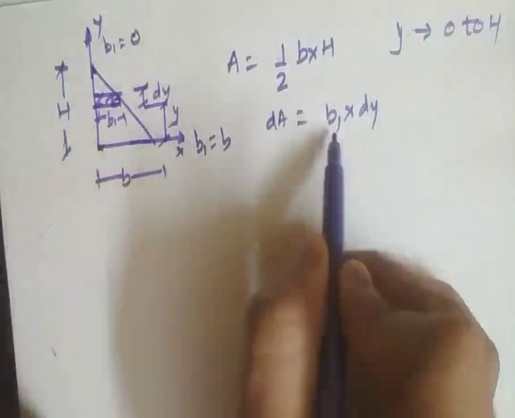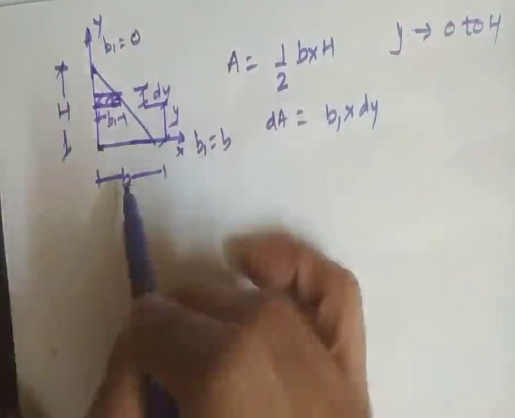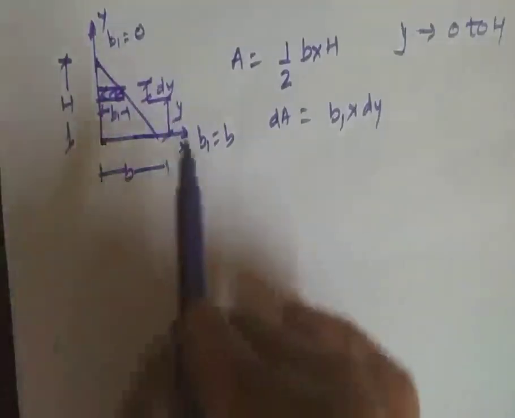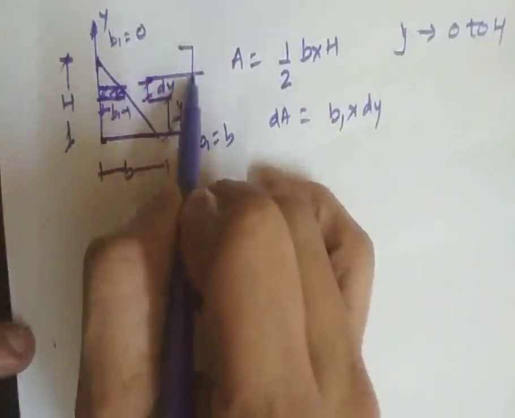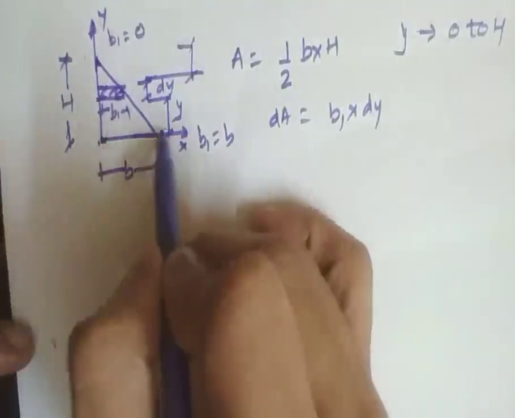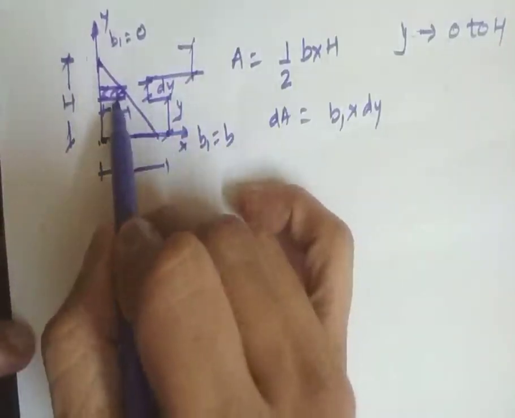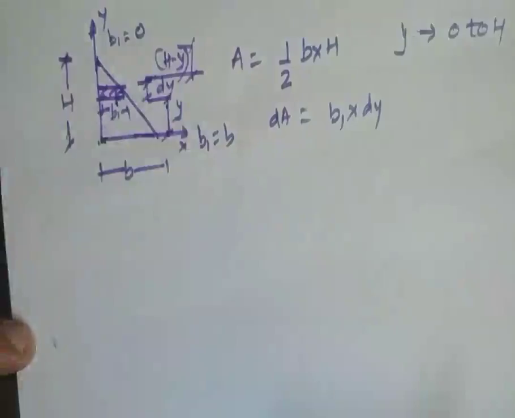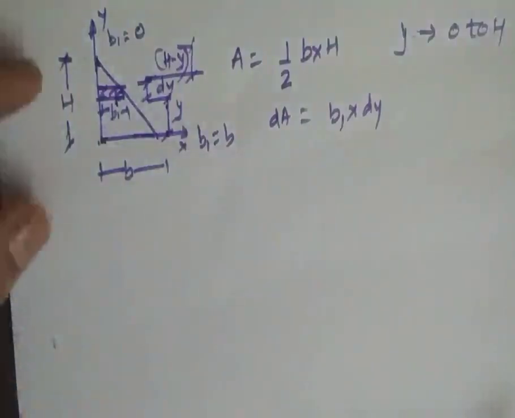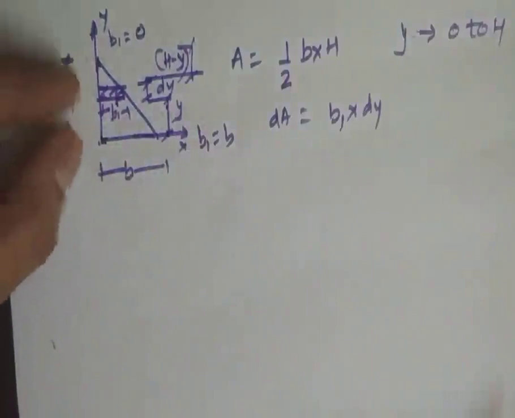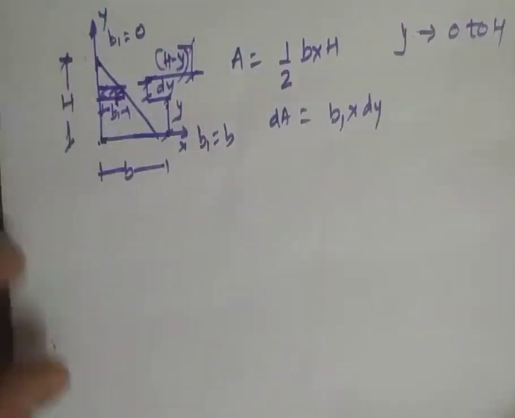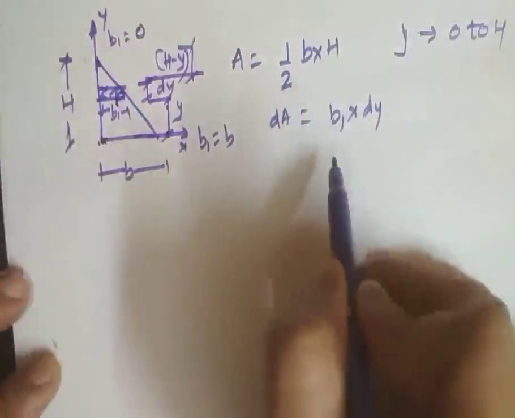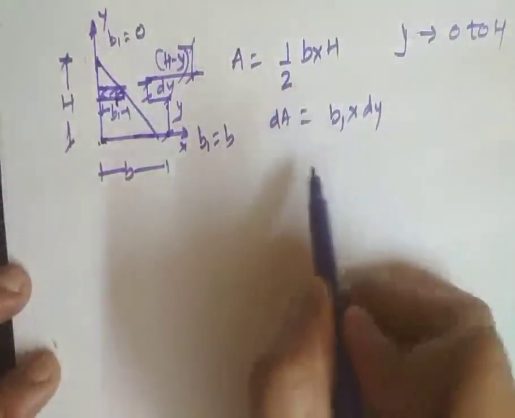To start with, we need to express b1 in terms of the common terms b and h. Total height is h, and the location of this elemental strip is y. So the remaining left-out height is h minus y. That is, from the total height h you subtract y, and the remaining height is h minus y.